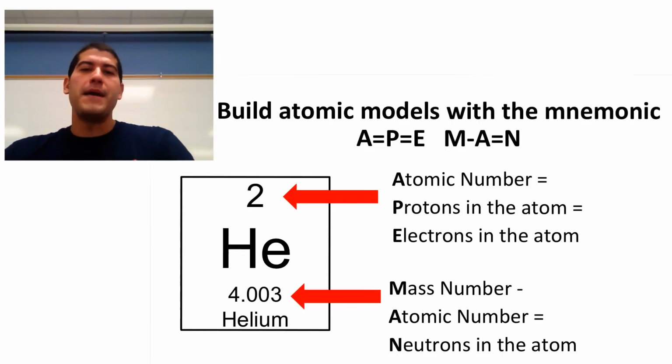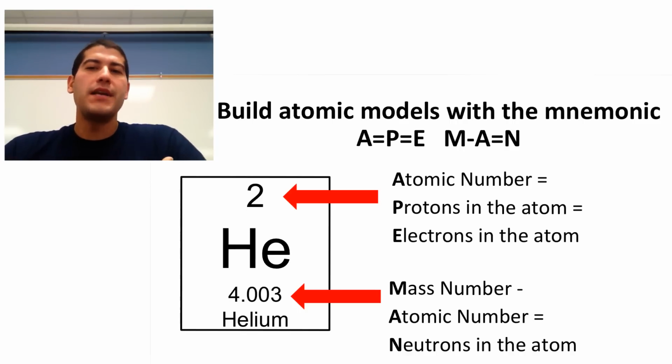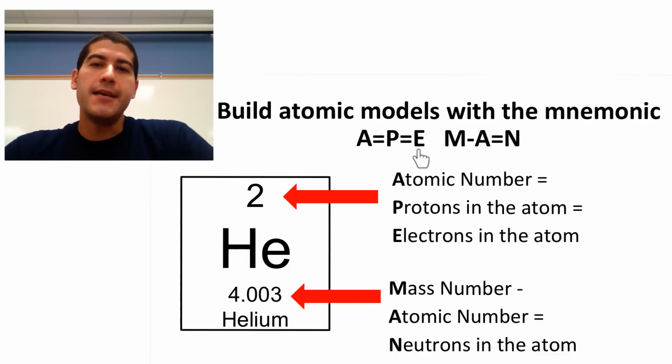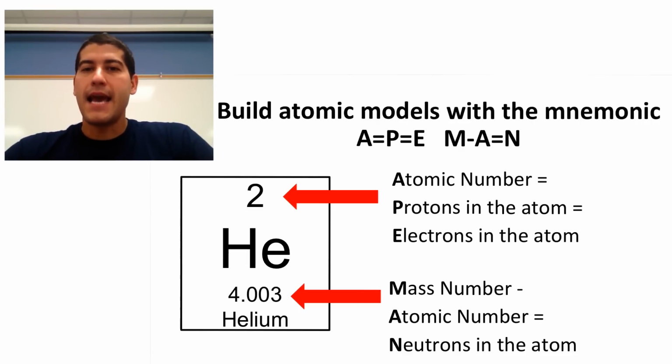I just threw a lot of information your way. So let me give you a memory device to help it all stay put. ApeMan is a mnemonic that will help you sort of unpack all the information in an element square when you're drawing an atomic model. The A in ApeMan stands for atomic number, which equals the number of protons, the P, which equals the number of electrons, the E. The M stands for the mass number, minus the A, atomic number again, equals the number of neutrons, the N.